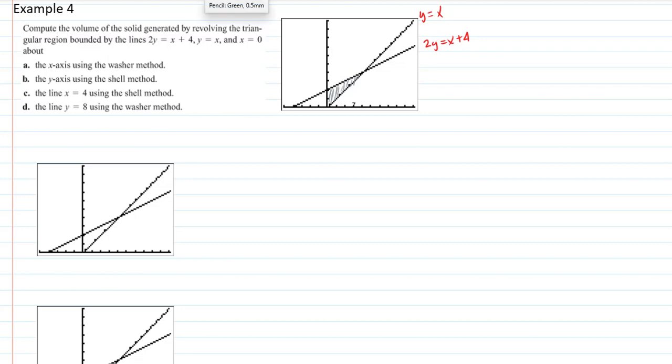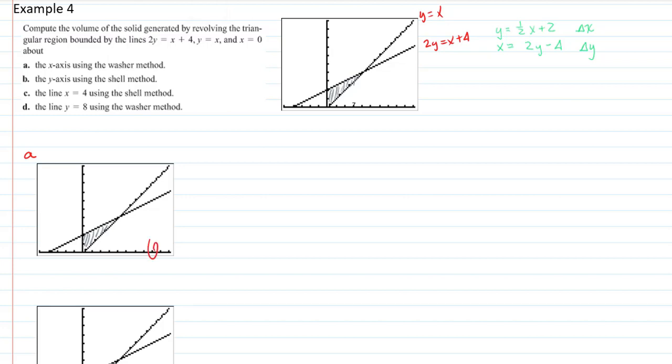Now we also need to know how to write this equation as a function of x and as a function of y. If I were to divide this equation by 2 on both sides, I would have the equation y equals 1/2 x plus 2, or if I solve this equation for x, I would have x equals 2y minus 4. I need both of those in case I'm working with a dy or a dx. I'm going to use the top function if I have a delta x, and I use the bottom function if I have a delta y. So I'm just going to go ahead and solve for those and get them now. In part A, we're asked to revolve this shaded region right here about the x-axis, and we're told to use the washer method.